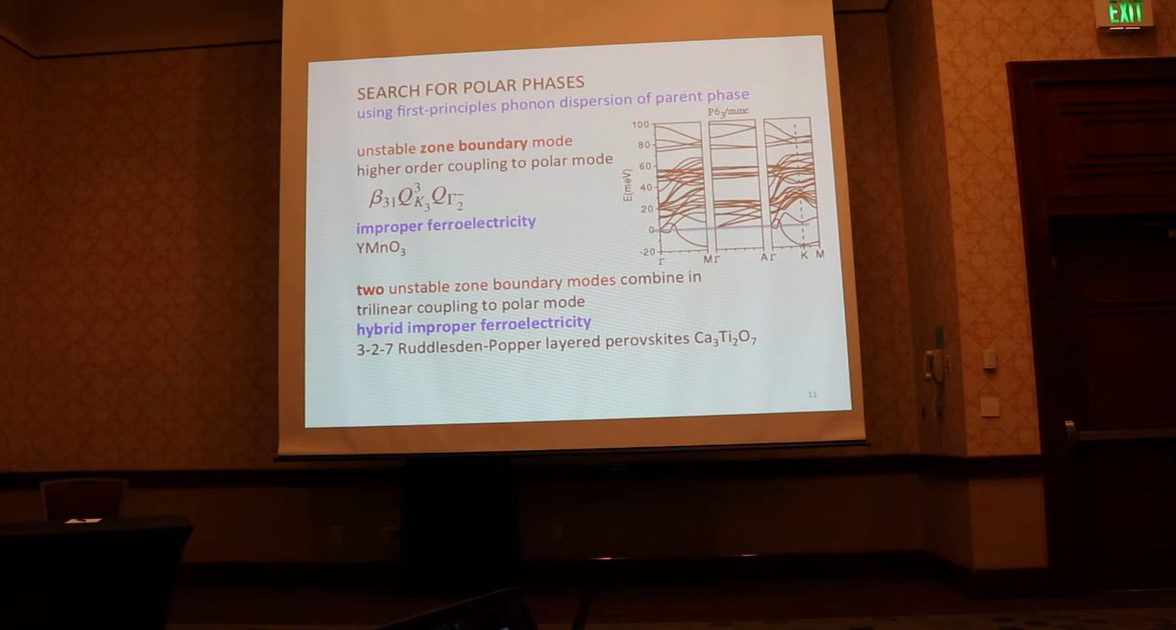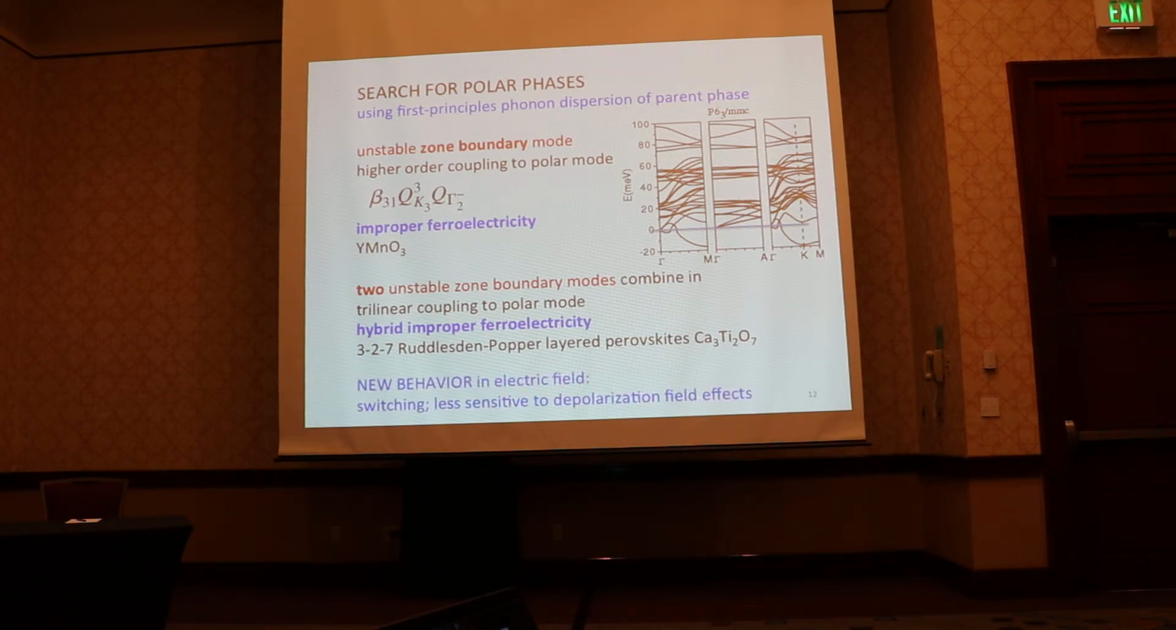And we've learned that you can play this game in a more elaborate way. You could have two, or more, unstable modes that are nonpolar that combine together through a higher order coupling, such as a trilinear coupling to the polar mode, to get hybrid improper ferroelectricity. And you can see that in superlattices. It's also in these 327 Ruddlesden-Popper compounds.